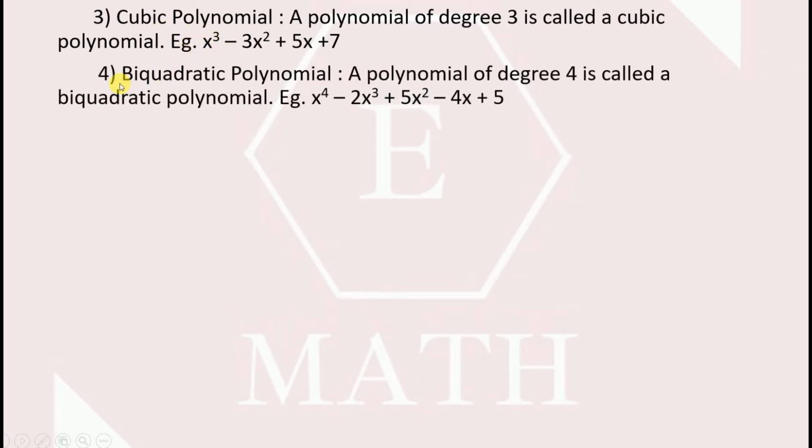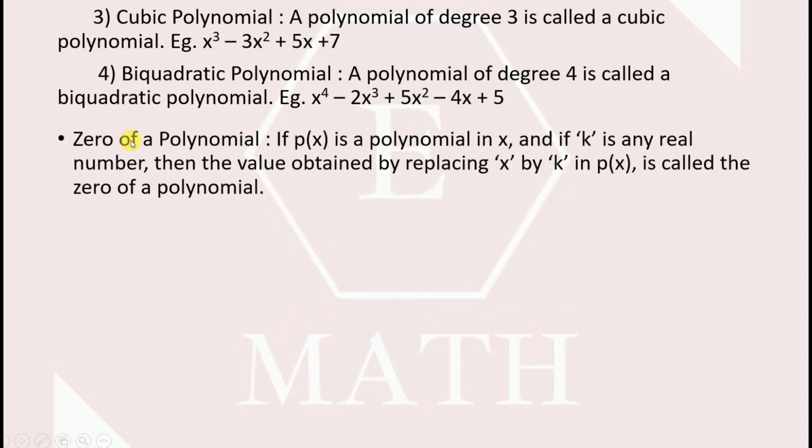Similarly, the last one we have is the biquadratic polynomial. The polynomial of degree 4 is called the biquadratic polynomial. For example, x power 4 minus 2x cube plus 5x square minus 4x plus 5. In this polynomial, we see that the highest power is 4, right? So that's the reason it's an example for a biquadratic polynomial.